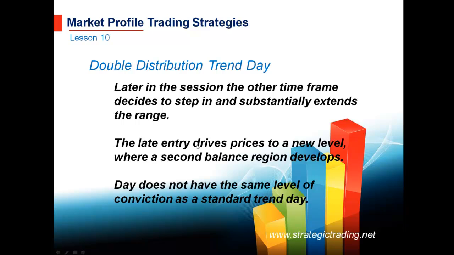So the late entry of the other time frame participant, their late entry is what drives the prices. The day does not have the same level of conviction as a standard day, as a standard trend day. And double distribution trend days are definitely trickier to trade than the standard trend days.